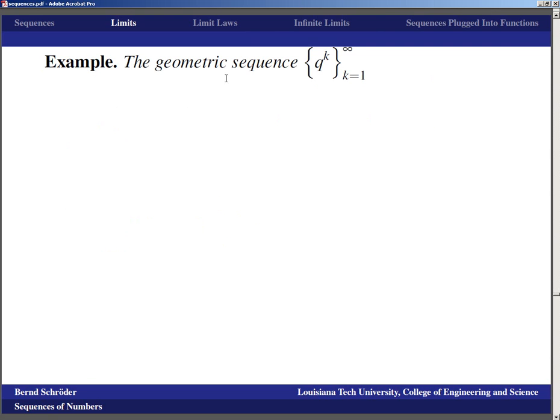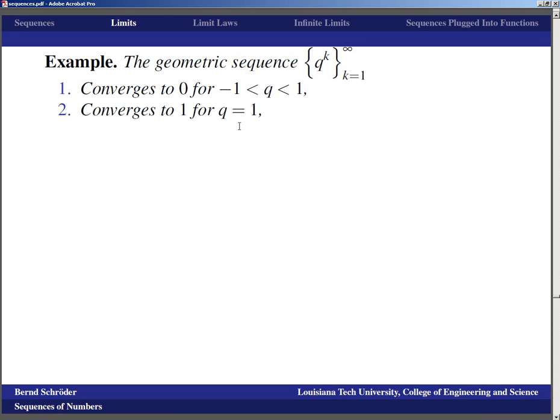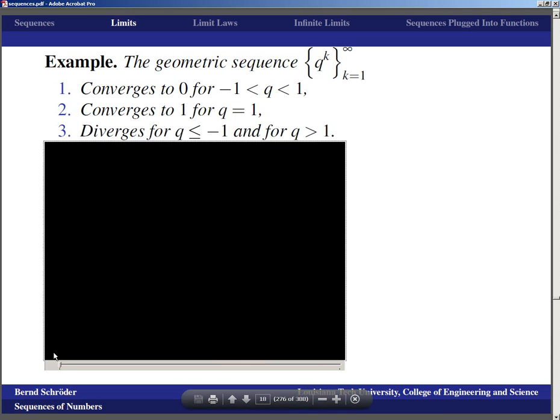Okay. The geometric sequence q to the k, where q is any real number, has the following properties. It converges to 0 for -1 smaller than q smaller than 1, and that's because we're taking a number whose absolute value is smaller than 1, and we raise it to larger and larger powers. So we take fractions of fractions of fractions of fractions, if you will, so that goes to 0. It converges to 1 for q equal to 1 because the sequence is stationary, and it diverges for q smaller or equal than -1 and for q greater than 1, and that is something that we can also visualize.